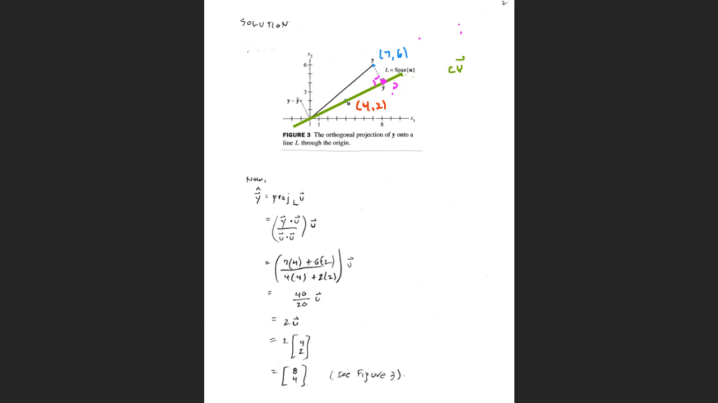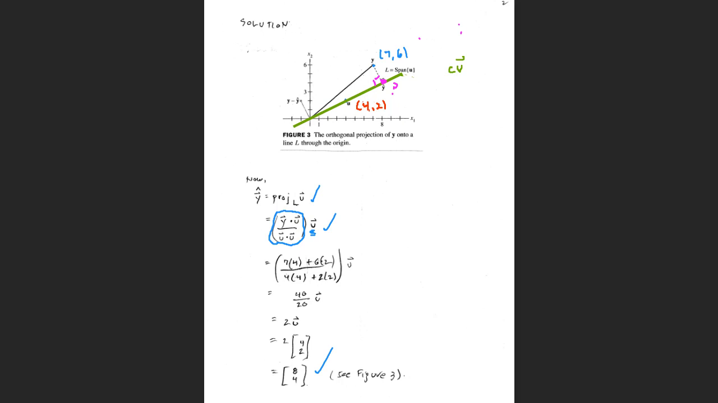All right. Well, so the projection of the vector u onto that subspace L is simply given by a multiple of the vector u, and the multiple is equal to the dot product of y with u over u dot u. And when you compute that all out, you're going to get 8, 4. Okay, a vector with components 8 and 4.